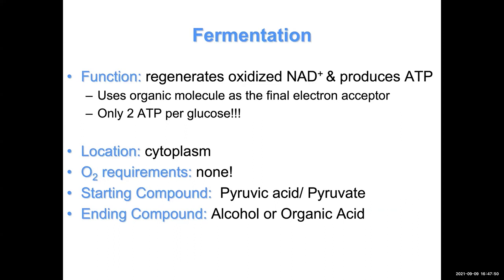Regenerate oxidized NAD+. That's going to be important. I'll show you why. Regenerate oxidized NAD+ and produce ATP. But it's not going to be as rich in producing ATP as cellular respiration. Where does this happen? In the cytoplasm. Remember that in the cytoplasm, no oxygen is required. So glycolysis occurs in the cytoplasm. All right. No oxygen is required.